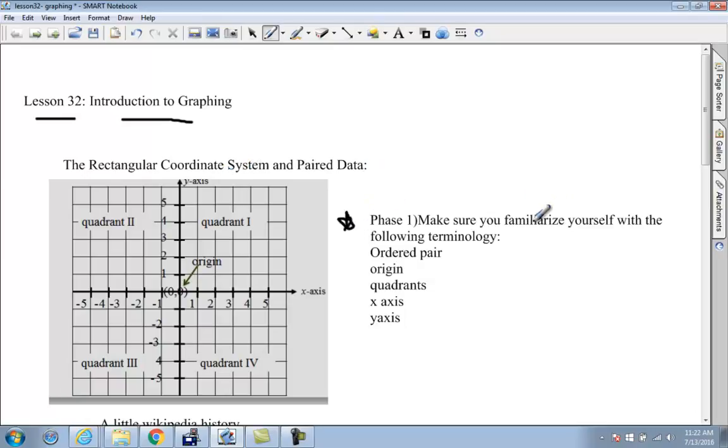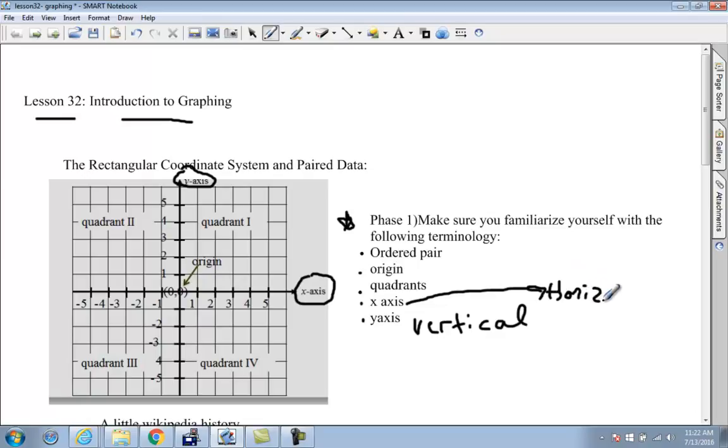Phase 1. I want you to make sure you familiarize yourself with the following terminology: ordered pair, origin, quadrants, x-axis, and y-axis. So you see I have it drawn here. Let's talk a little bit about it. Okay, so your x-axis is your horizontal axis. Your y-axis is your vertical axis. You might want to just note to self there: y-axis is vertical, x-axis is horizontal. Because some people, believe it or not, accidentally mix up the words vertical and horizontal.